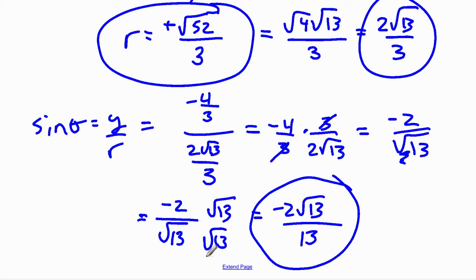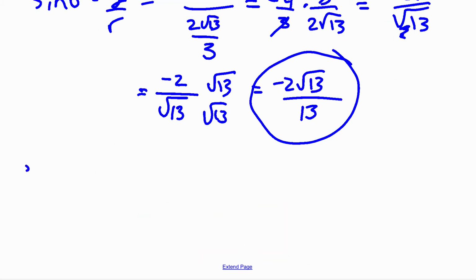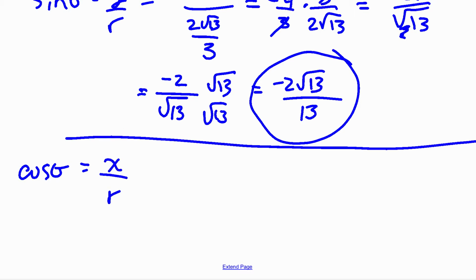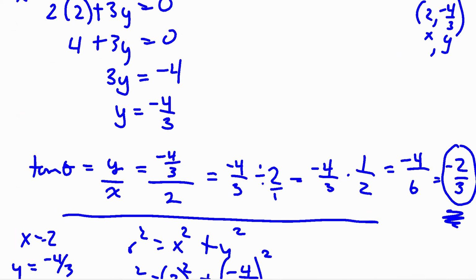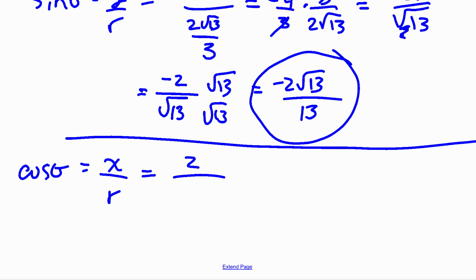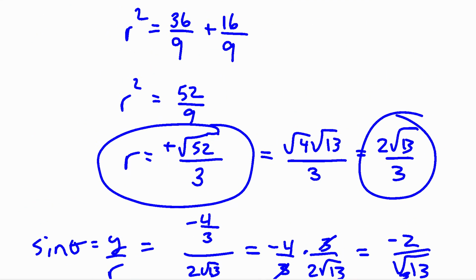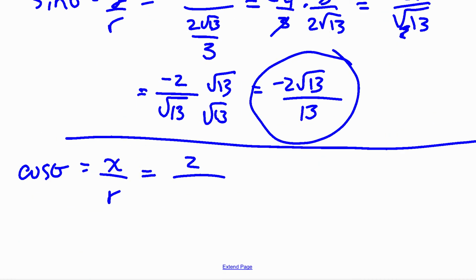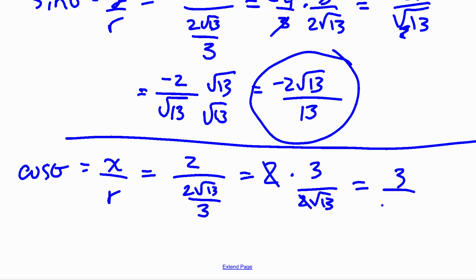Now my last thing to do will be cosine, and it's the same game. So cos theta is x over r. X from above there was 2, over the radius, which was 2 root 13 over 3. Again, complex fraction. Let's multiply by the reciprocal of this, so 3 over 2 root 13. The 2's cancel. So I get 3 over root 13.